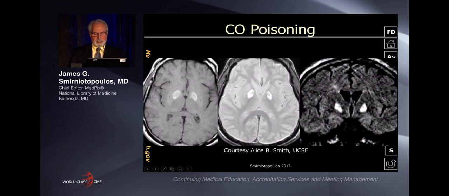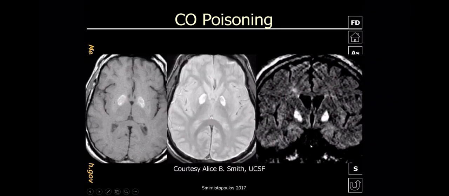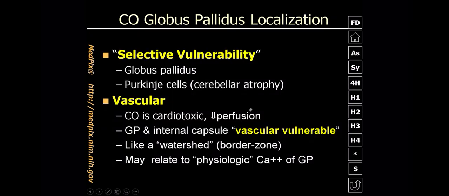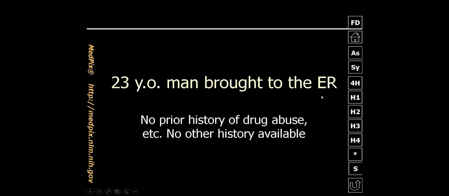So carbon monoxide, again, tends to localize in the medial portion of the lenticular nucleus, but it may be a combination of vascular sensitivity as well as metabolic sensitivity. And if the patient dies, they're going to lose the neuronal cell bodies in the globus pallidus, so they're going to be pale instead of having that normal kind of color. So carbon monoxide is very common. Remember that it may be vascular as well as selective vulnerability.